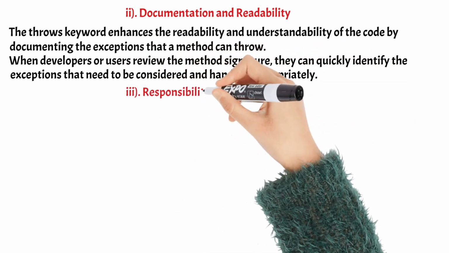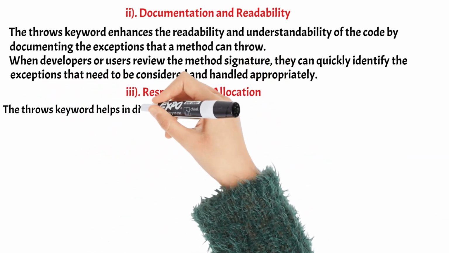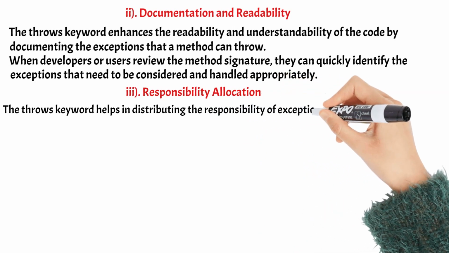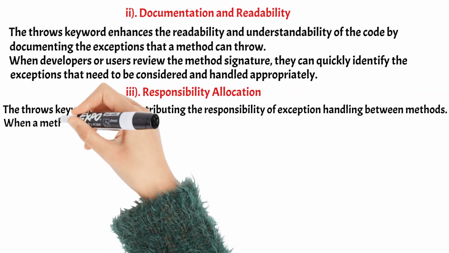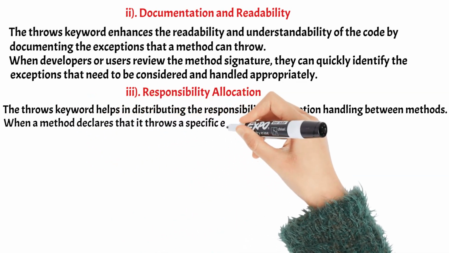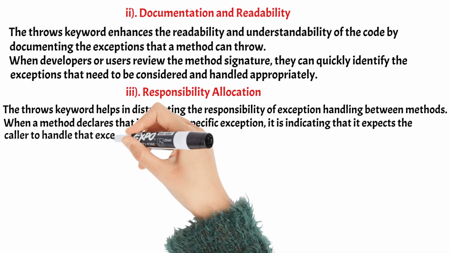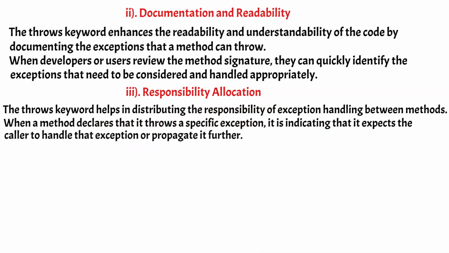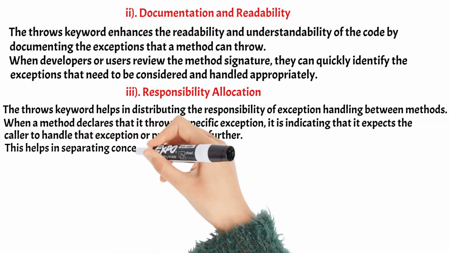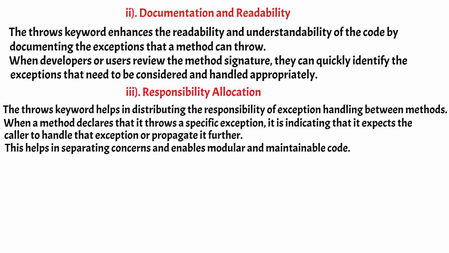3. Responsibility allocation. The throws keyword helps in distributing the responsibility of exception handling between methods. When a method declares that it throws a specific exception, it is indicating that it expects the caller to handle that exception or propagate it further. This helps in separating concerns and enables modular and maintainable code.